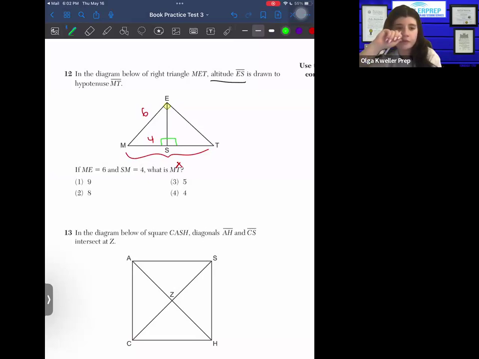Right? So which sides can I figure out based on what I have?